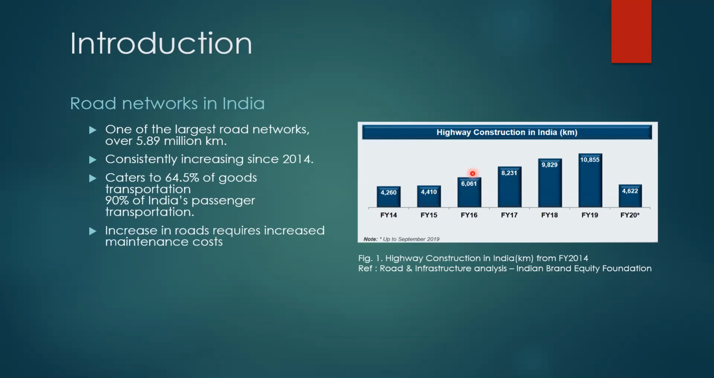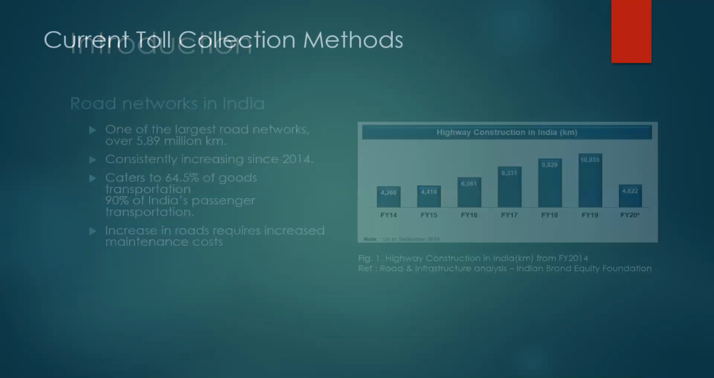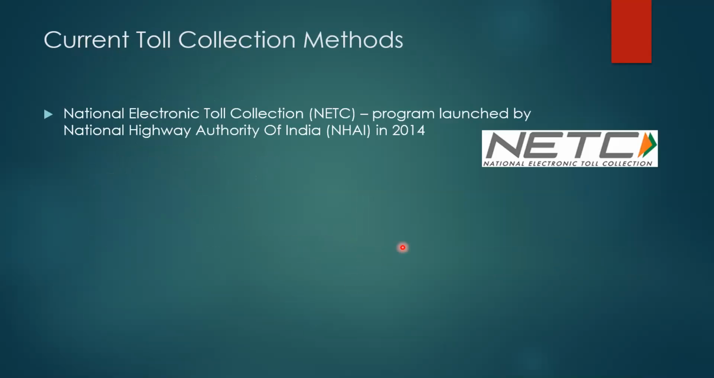And this increase in the road network requires increased maintenance costs. So to maintain these roads, they will need to collect toll taxes or toll prices at the toll plazas. The existing toll collection method under the National Highway Authority of India is the National Electronic Toll Collection Program, which was launched in 2014. It uses a system called FASTag, which is based on radio frequency identification tags.